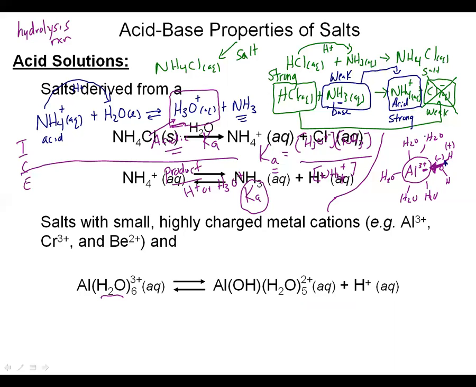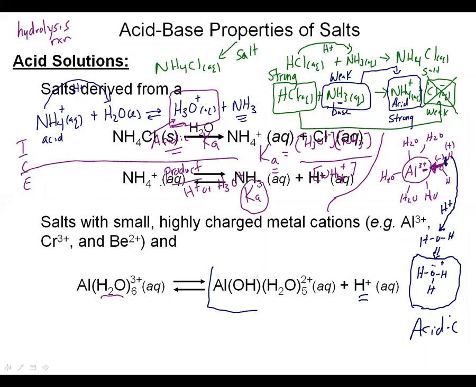Another water, not connected to the aluminum, will come by and be able to grab that H plus. And when it does so, that's going to make H3O plus, which is our hydronium ion, which is what we have going on here. And you may be wondering, all right, how do we get to that?